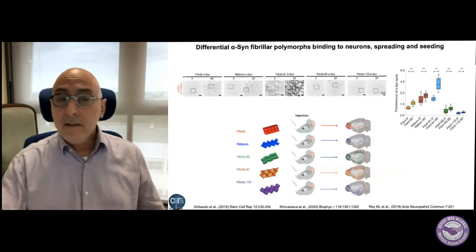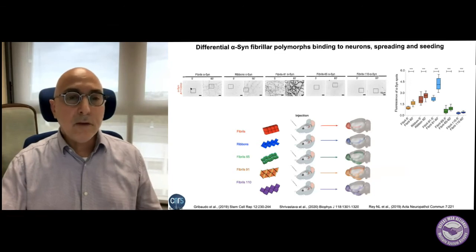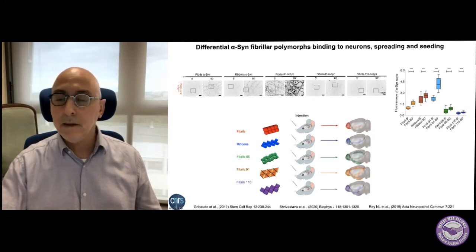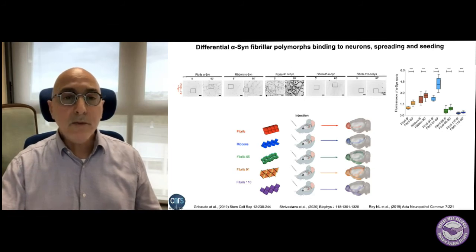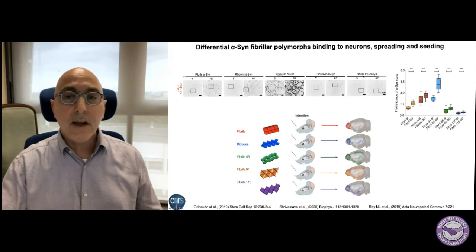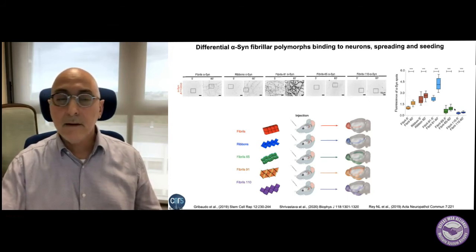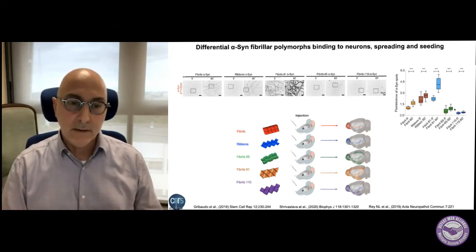So that's precisely what we did. So we first exposed neurons in culture to the different fibrils. And what we observed is differential binding to the different neurons. And we can quantify binding. So some fibrils bind very well to neurons. Other kinds of fibrils barely bind, and you have all kinds of intermediates.